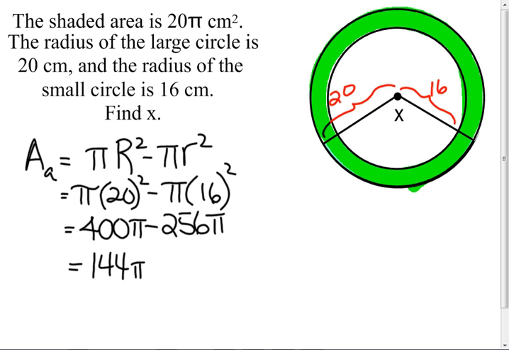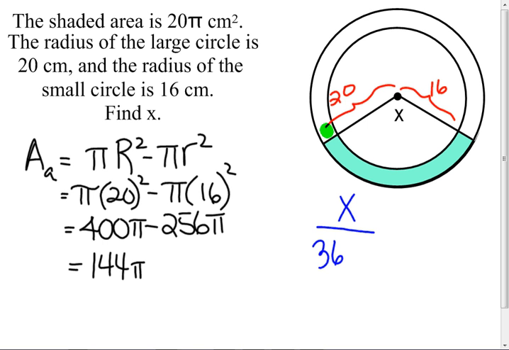Okay, but you know what? I don't want that. I want only part of this. What part? You can't just guess. Okay, TJ, what part of this annulus do we have? What fractional part? You have x out of how many? 360. I have only part of the annulus, not the whole thing. I have this fractional part, I don't know what x is, times the area of the whole thing, which is 144 pi.